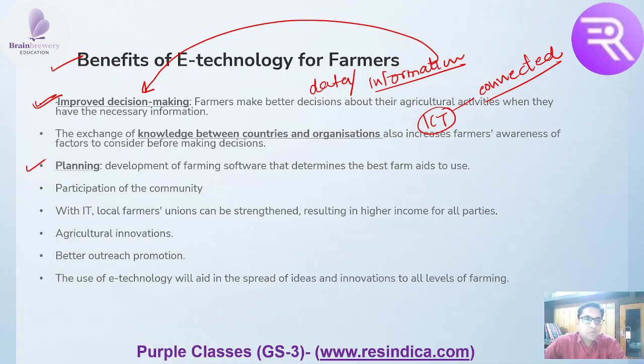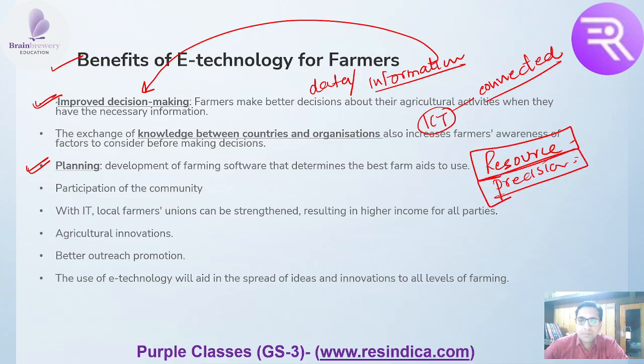Then planning. Once you have proper technologies in place, you will be able to properly plan your resources. Okay, you can better plan your resources, and with proper farming software and resources, which you can utilize for very precise agriculture. That means you can go for precision agriculture where everything is very precisely done, right?